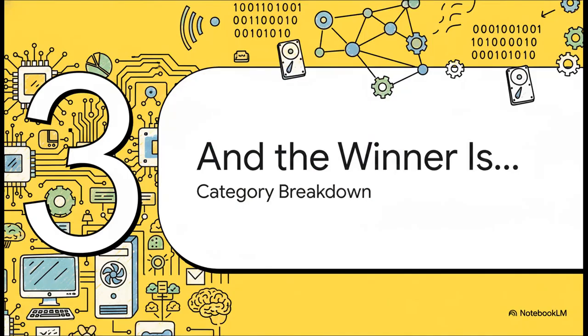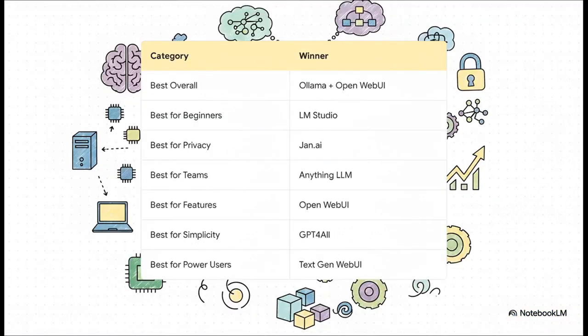Okay, so a straight ranking from 1 to 7 is great, but let's be real, the best tool really depends on what you're trying to do. So let's break this down by category and see who wins for specific use cases. So, who takes home the trophy in each event?